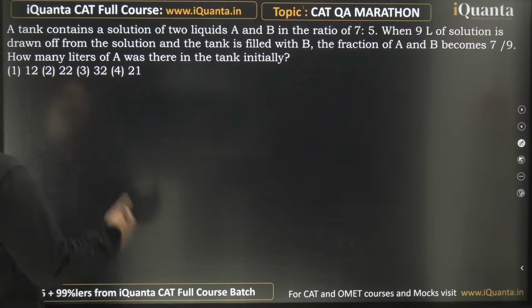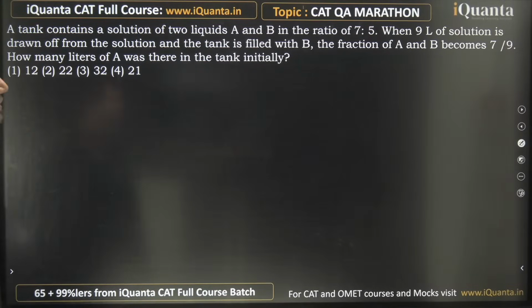Initially the ratio was 7:5. 9 liters was drawn off, and then the tank was filled with B. Okay, those things are happening here.